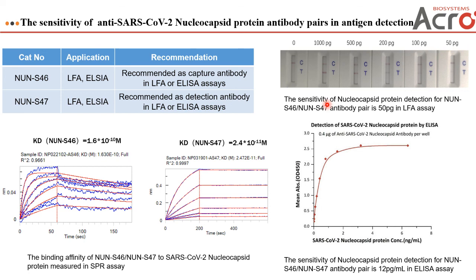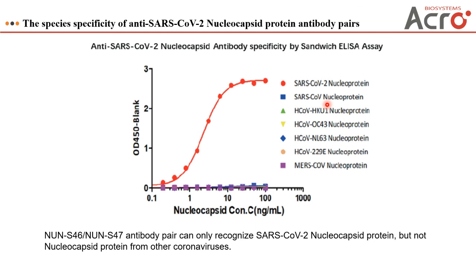For NUNS46 and NUNS47 antibody pair, the sensitivity of detecting nucleocapsid protein is 50 picogram in our ELISA assay and 12 picogram per milliliter in ELISA assay, respectively. We tested the species specificity of this antibody pair and found that NUNS46 and NUNS47 antibody pair can only recognize SARS-CoV-2 nuclear capsid protein, but not nuclear capsid protein from other coronaviruses.